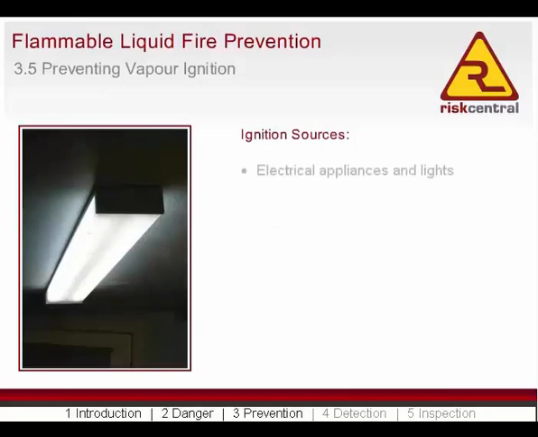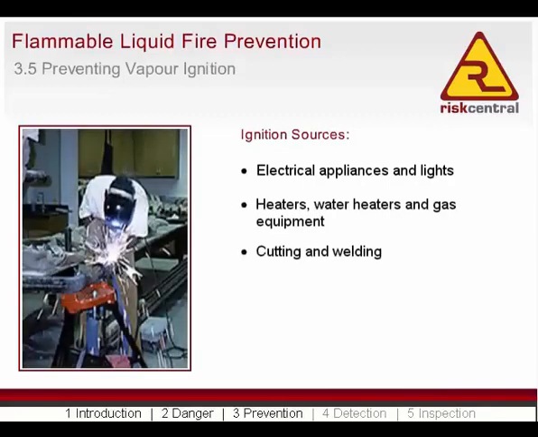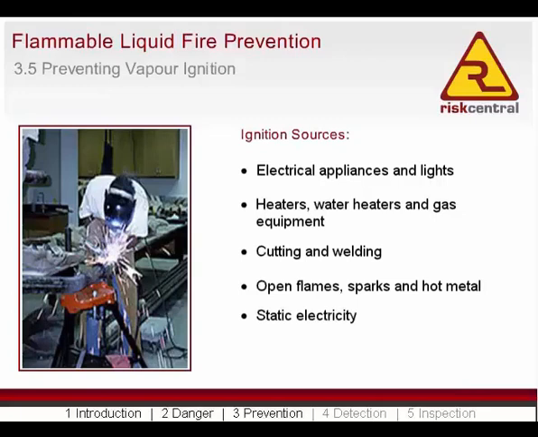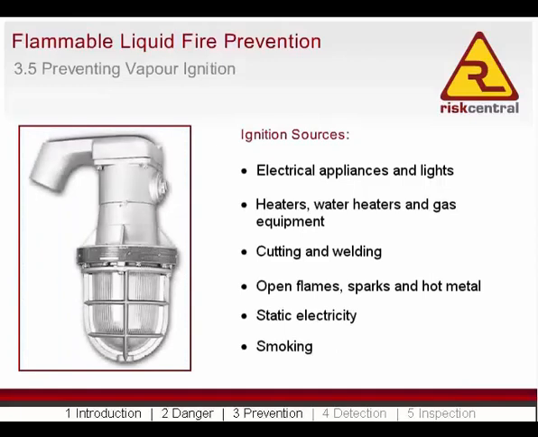Common sources to watch out for are electrical appliances, lights, switches and other equipment, heaters, water heaters and gas equipment, cutting and welding, equipment which produces an open flame, sparks or hot metal, static electricity while dispensing or pouring flammable liquid, smoking. Any electrical equipment in areas which could potentially contain vapour should be explosion-proof, that is, appropriately rated for the type of hazardous environment. This includes lights and switches. Grounding and bonding cables should be used to control static electricity. All other potential ignition sources should be removed from the area, or the flammable and combustible liquids should be moved to an area free of ignition sources.